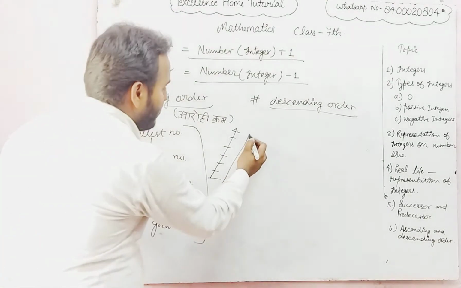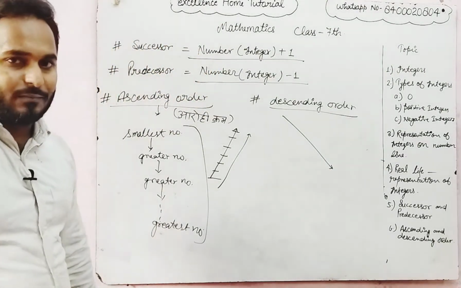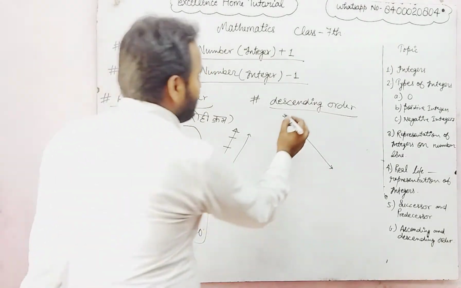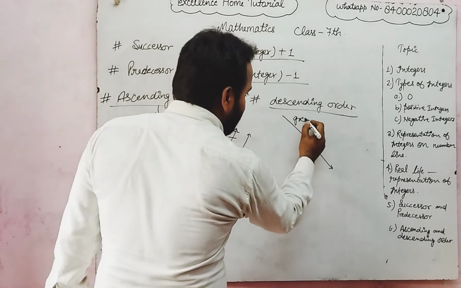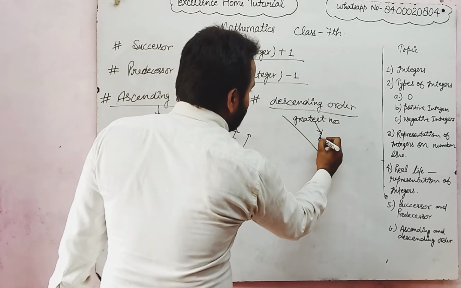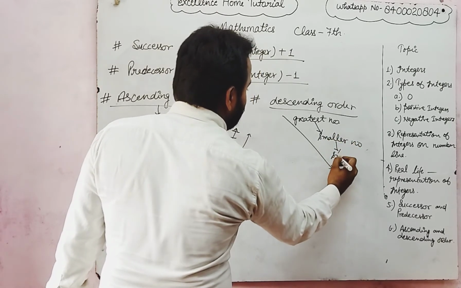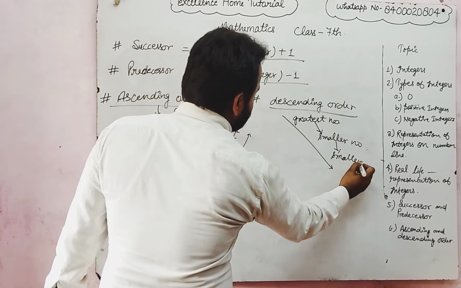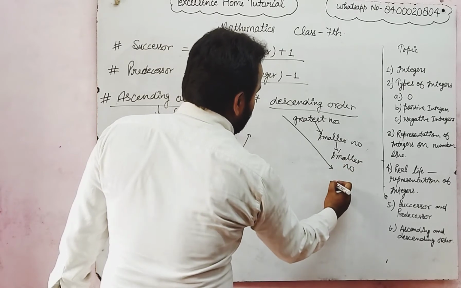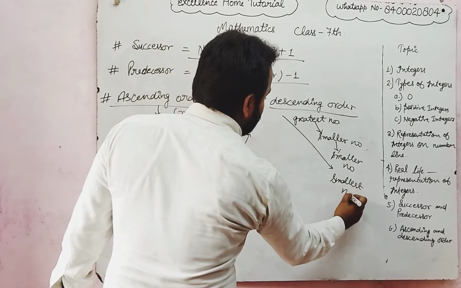Ascending order, and descending order, top to bottom, that is greatest number, after that smaller number, after that smaller number, and at last smallest number.